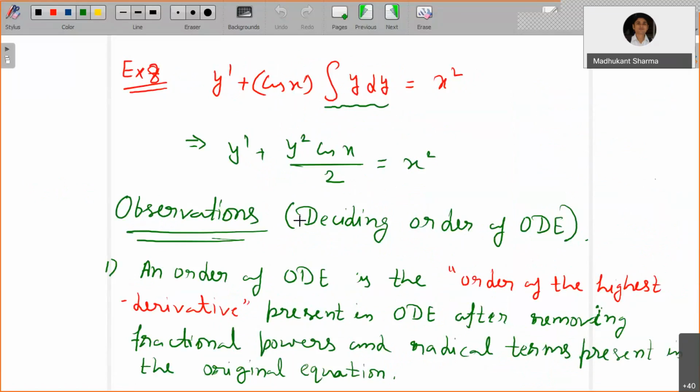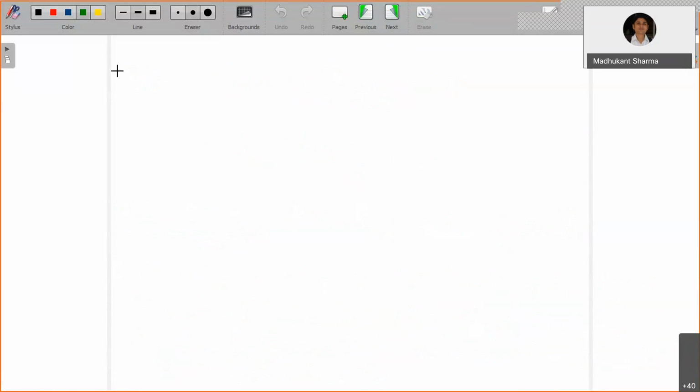So let me give you one example here, of fractional power, and how you remove it. So example number 9. Let me consider y dash plus 9x y double dash to the power 1/3 equals 0.